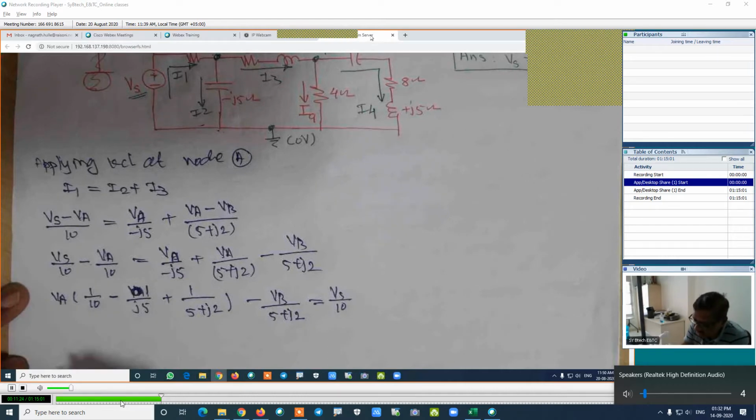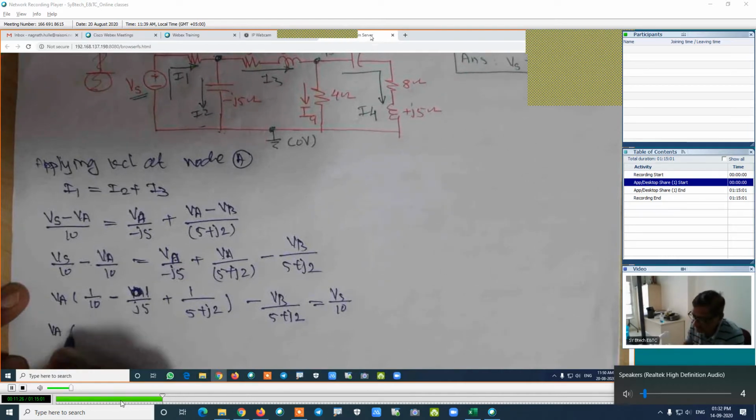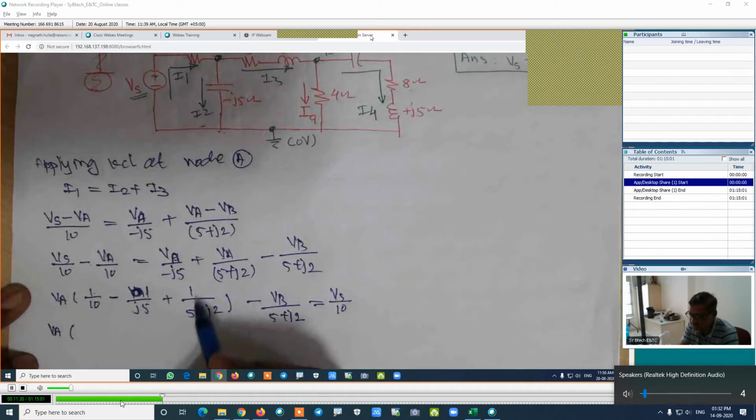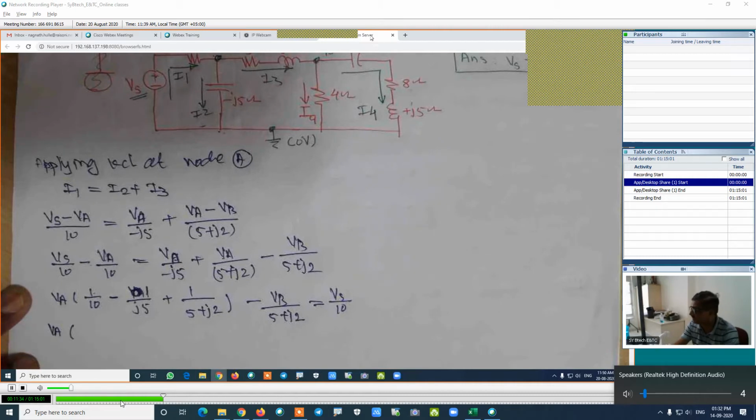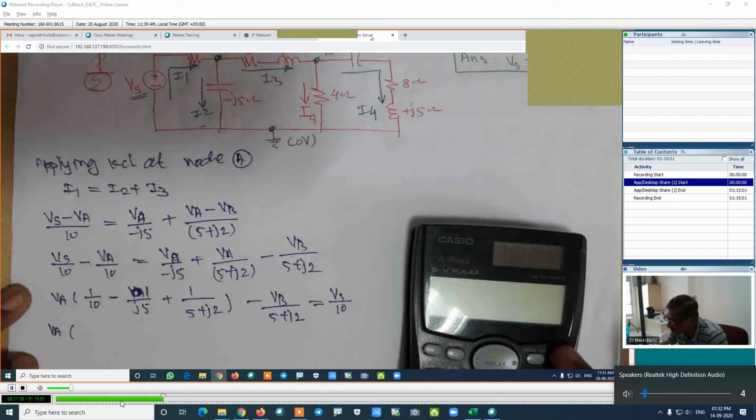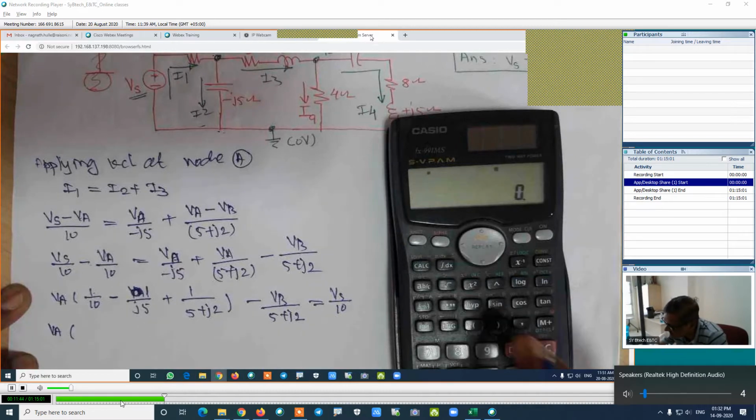How is this equation? Va. Now first find out this division, and this division, and I will write separately because we are at the first problem. So I will try to do the calculation parallelly with you. If I am doing the calculation, it is 1 divided by 10.